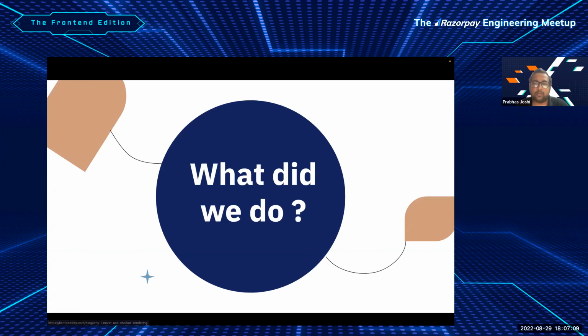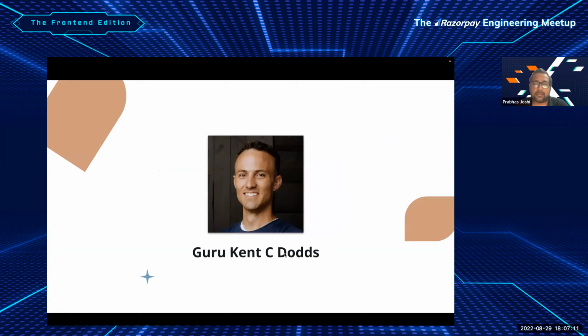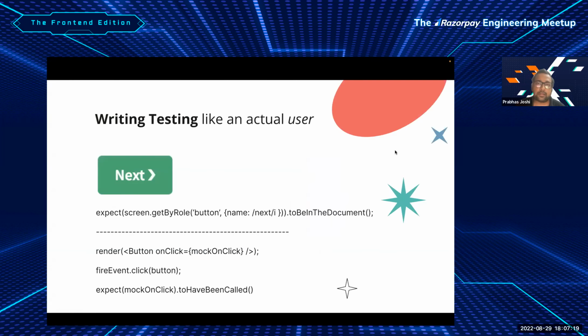So what did we do? We listened to our guru, Kent C. Dodds, who is a testing guru and a great person on Twitter. We moved away from Enzyme to React Testing Library, because we wanted to write tests as if we are an actual user. For example, here's a button. How would an actual user see or use a button? Your test would be: I want to see a button whose name is Next, and then I want to assert that it's in the document.